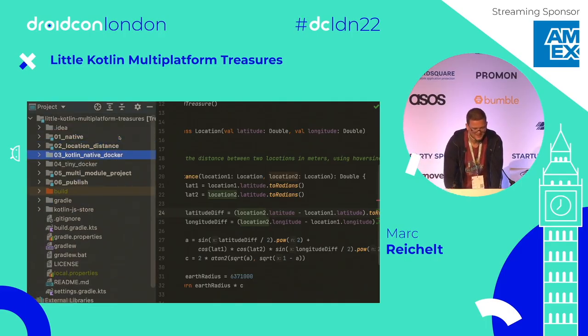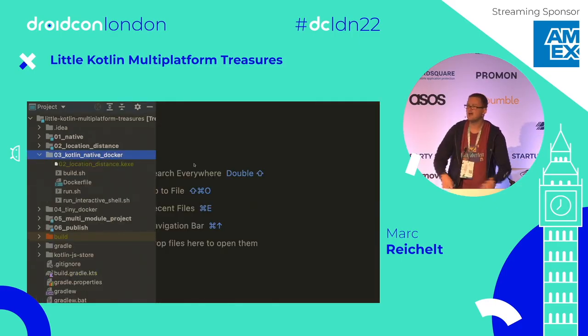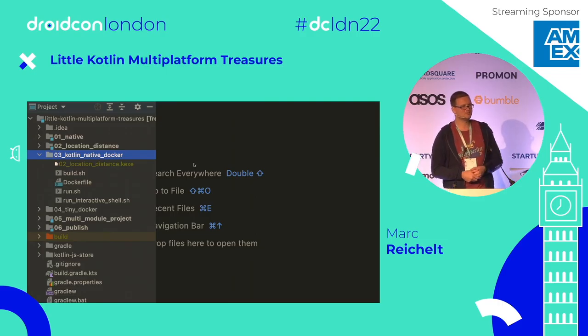Now, the next thing I want to show you is, so we have a Kotlin native binary. What if we would ship it? Like Hardy said, okay, we can just ship the machine so we can create a Docker image. And that's actually really simple to do with Docker.